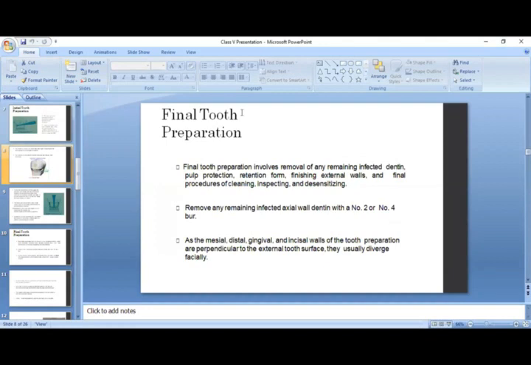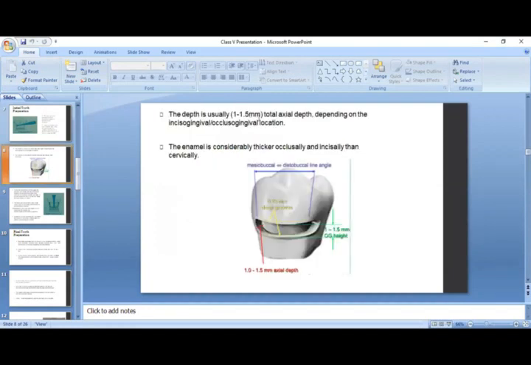Now, the initial depth is 1 to 1.5 millimeter total axial depth, depending on the incisogingival or occlusogingival direction. Okay, this is a very good picture. This is basically the occlusal surface. This is the posterior tooth. Keep this in mind, right? This is the class 5 carious region. This is the axial depth. Axial depth means the distance from that side to that area, it should be 1.0 to 1.5.